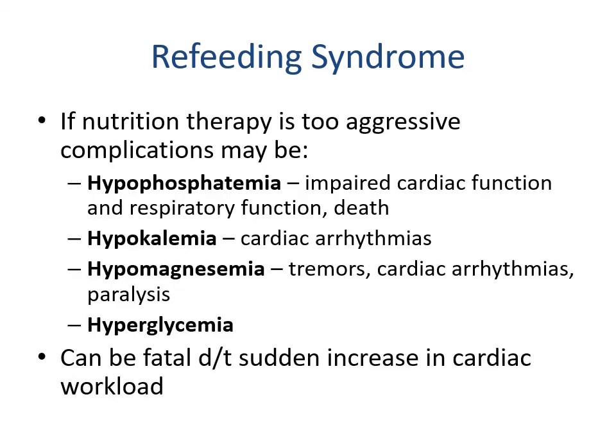So if our nutrition therapy is too aggressive, our patients may have low blood phosphorus, which impairs cardiac function, respiratory function, and leads to death. They may have hypokalemia or low potassium in the blood, leading to cardiac arrhythmias. Hypomagnesemia or low magnesium of the blood, again leading to tremors, cardiac arrhythmias, and paralysis. And high blood glucose. And you'll notice that all three of those had cardiac complications, and so refeeding syndrome can be fatal due to this increase in cardiac workload and dysfunction.